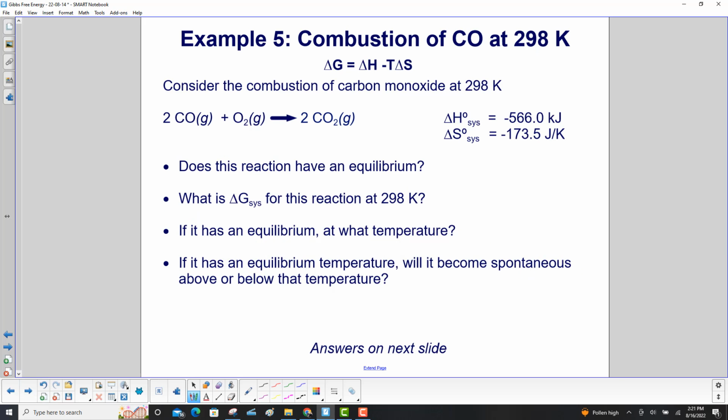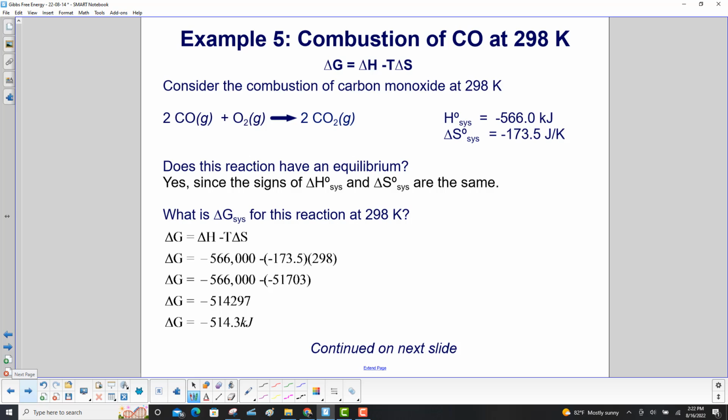Consider the combustion of carbon monoxide at 298 Kelvin. And here's our values for delta H and delta S. Does the reaction have an equilibrium? What is delta G system for this reaction at 298 K? If it has an equilibrium, at what temperature? If it has an equilibrium temperature, will it become spontaneous above or below that temperature?